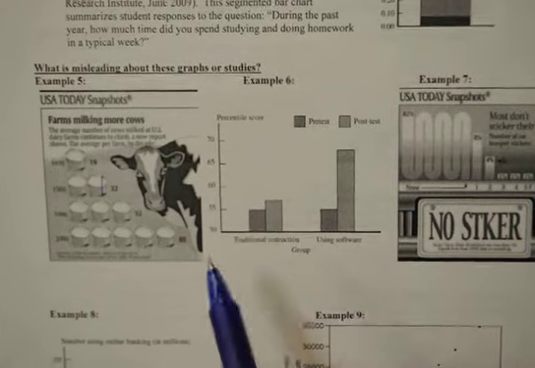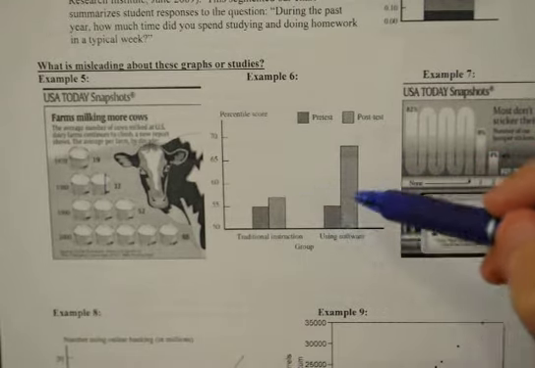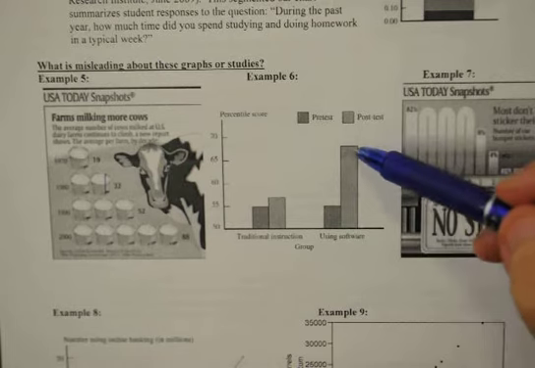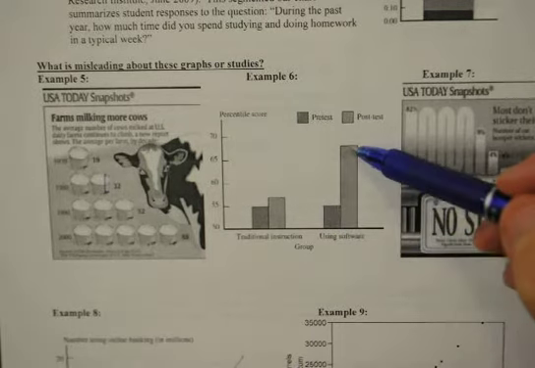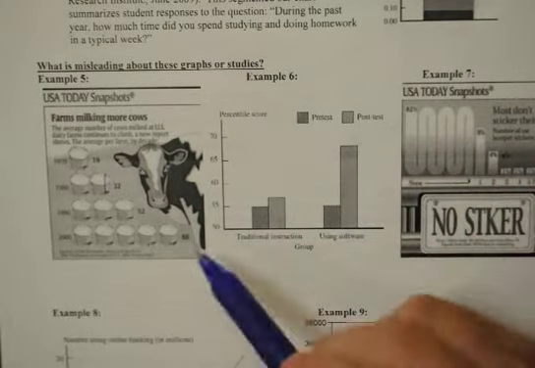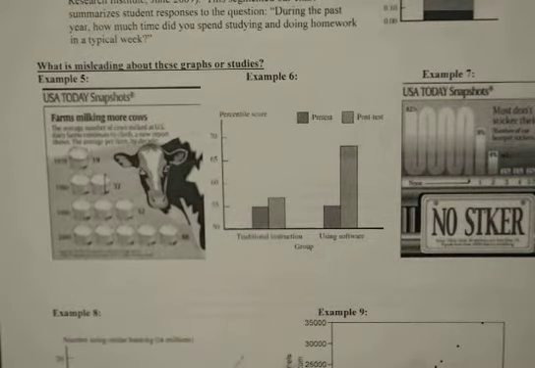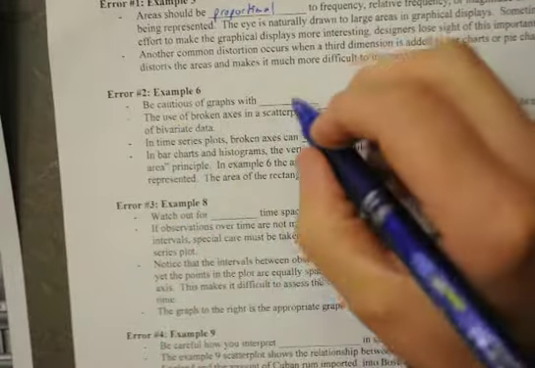However, this starts at 50. So while it looks like it's tripled, really it's going from a score of 55 to somewhere in the high 60s. So it's not tripled. So it looks like it's tripled. This looks about 3 times as tall as this, but really, if you look at the axes, that is not the case. So that would be this one. Be cautious of graphs with broken axes.